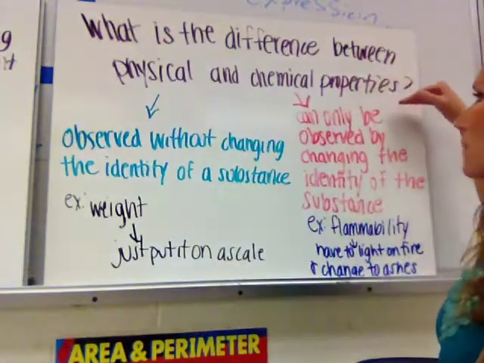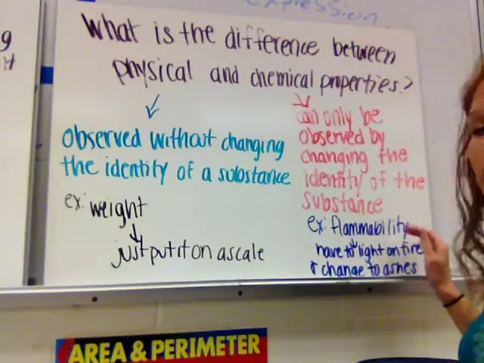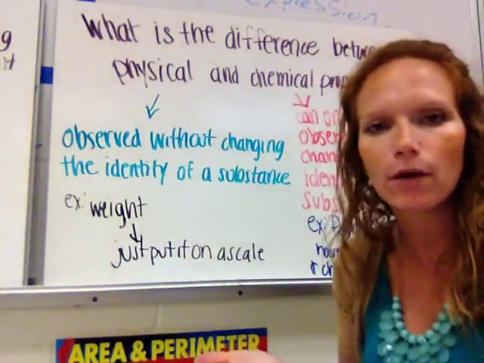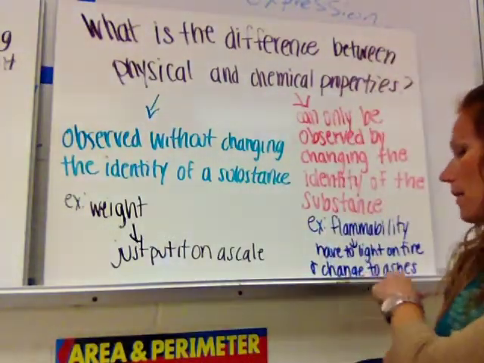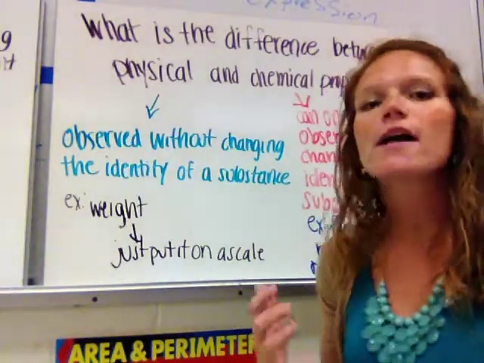With a chemical property, it can only be observed by changing the identity of the substance. For example, flammability. If I want to see if that piece of paper is flammable, I have to light it on fire. Then, what I've done is I've changed part of that paper to ashes. I've changed the identity of that substance. It's not paper anymore, now it's ashes.